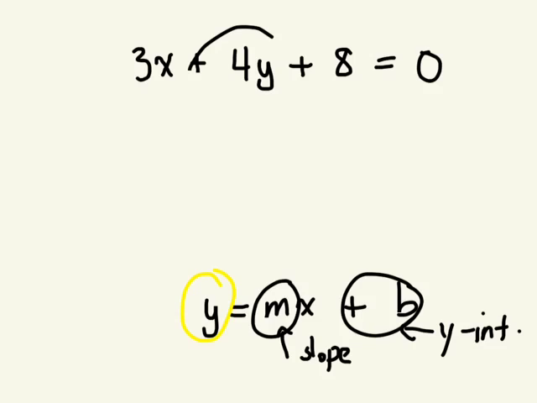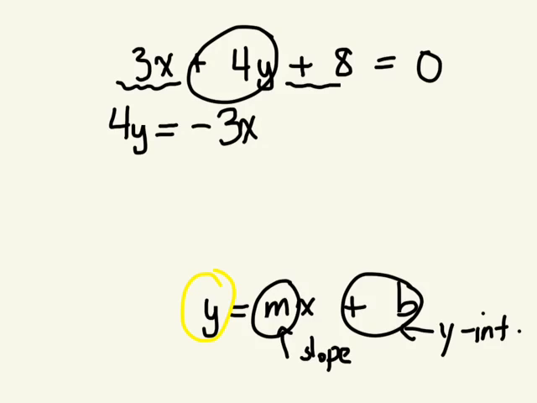So I'm going to keep 4y on the left side, and positive 3x becomes negative 3x, positive 8 becomes negative 8, and I had a 0. Do I have to write plus 0? No. Is that in slope-intercept form? Did I isolate y? No. What do I need to do to isolate y?